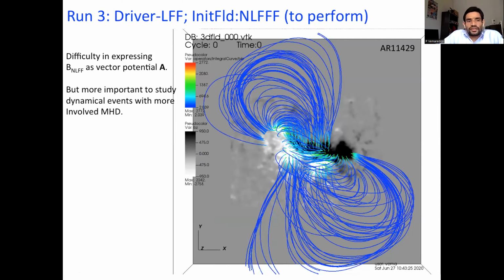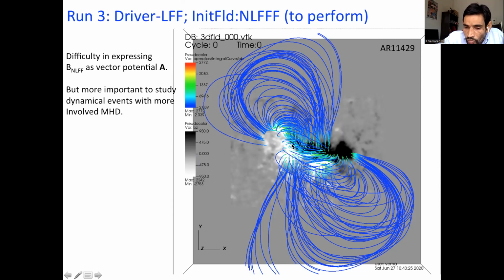Run number 3 is still yet to be performed, because I encountered difficulty in converting the non-linear force-free field, which comes from other techniques, to the vector potential A. That is a big problem, which was not successful. This is the field topology coming from the non-linear force-free field. We can see it is highly sheared, an inverse sigmoid structure is there, and in the core of the magnetic field we can see a twisted structure, like a flux rope.